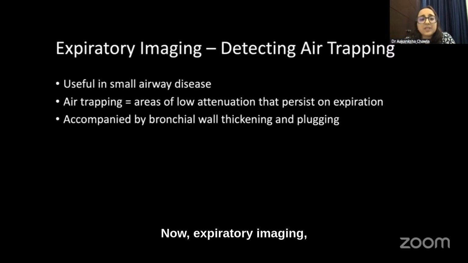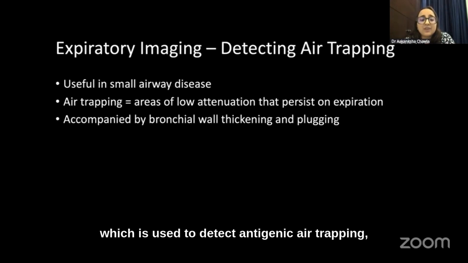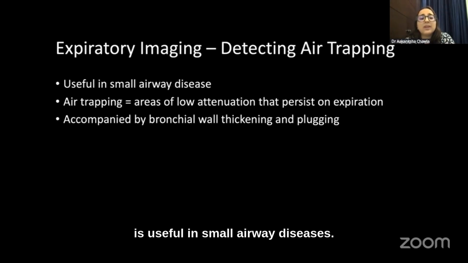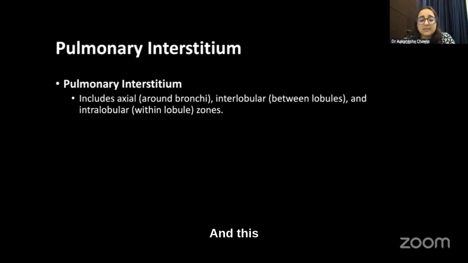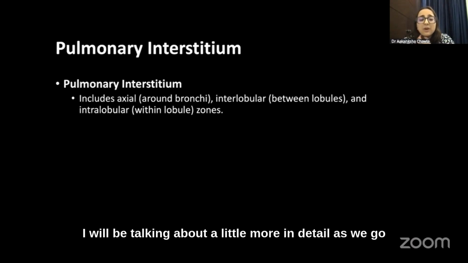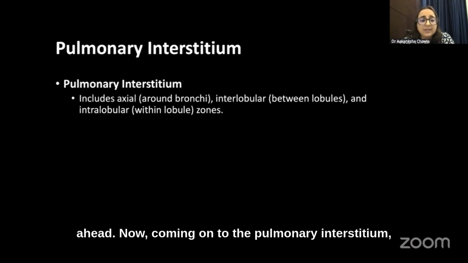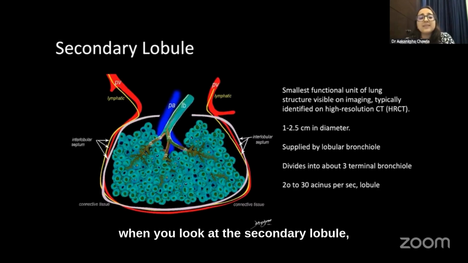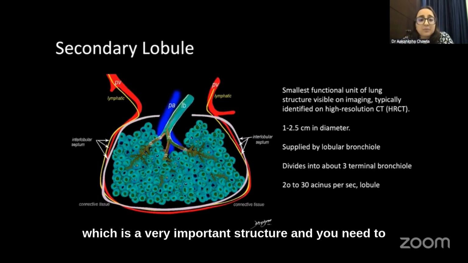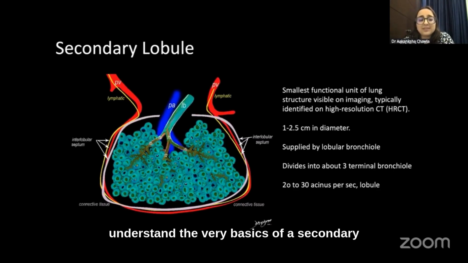Now, expiratory imaging, which is used to detect air trapping, is useful in small airway diseases. And this I will be talking about a little more in detail as we go ahead. Now, coming on to the pulmonary interstitium, when you look at the secondary lobule, which is a very important structure, you need to understand the very basics of a secondary lobule in order to be able to interpret your CT scans of the chest.